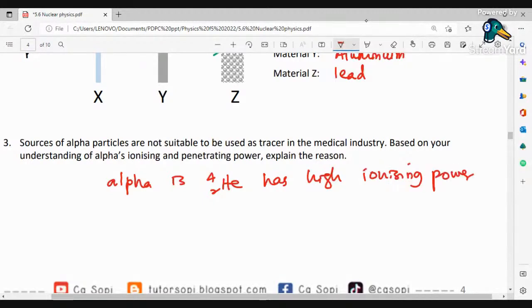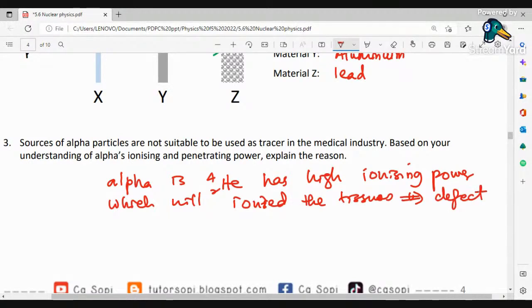Means it will ionize the tissues, the molecules of tissues in the patient's body, which can cause a defect. Okay, dia akan menyebabkan kerosakan pada tisu, and maybe will encourage a new cell to develop, like cancer cell, something like that.